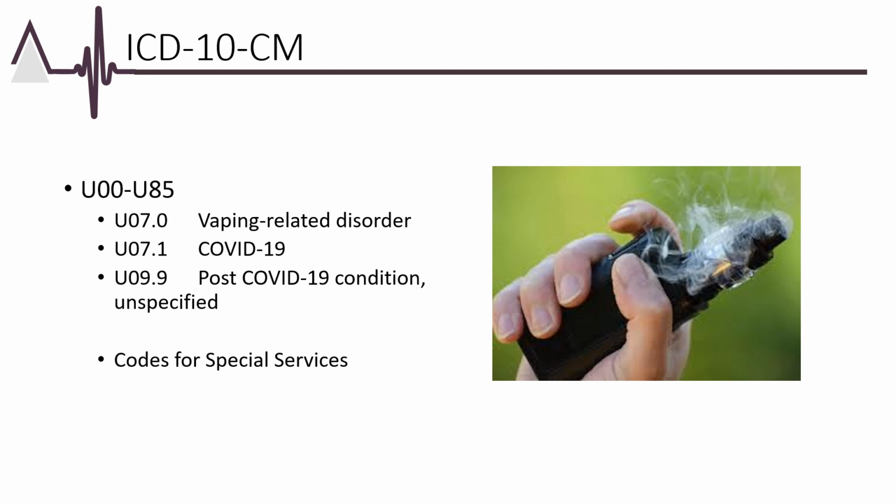Vaping, or the use of e-cigarettes, has been associated with a number of health problems. Those are located in Chapter 22. This is the only section of codes in the ICD-10 that is out of numeric sequence. Here's a tip. At the end of Chapter 19, which are the S and T codes, make a note for the page number where the U codes are found.